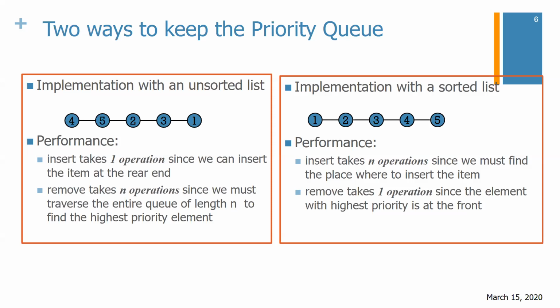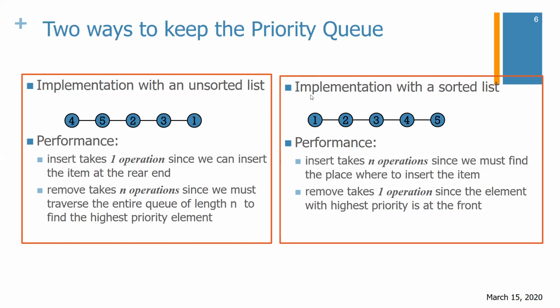So in the unsorted list, we use only one operation to add, to enqueue. To dequeue, we need n operations. But for the sorted list, we need n operations to insert, to enqueue, and only one operation to remove.